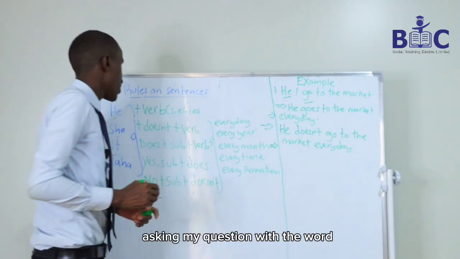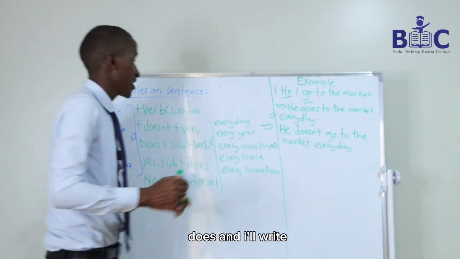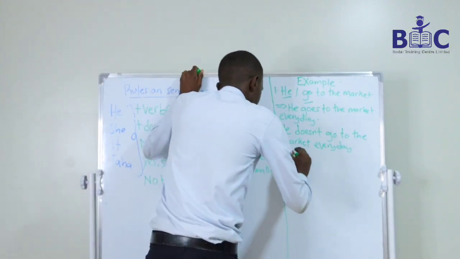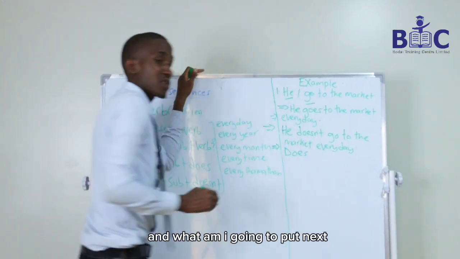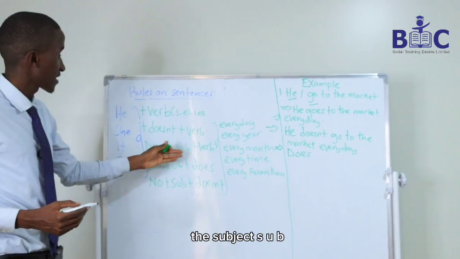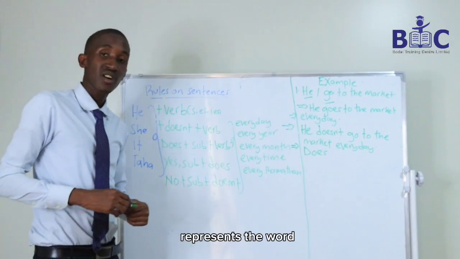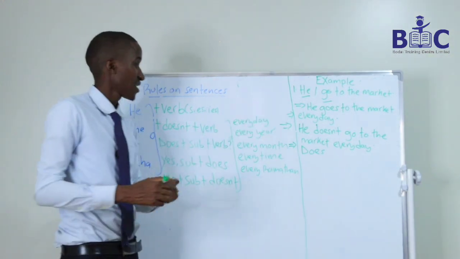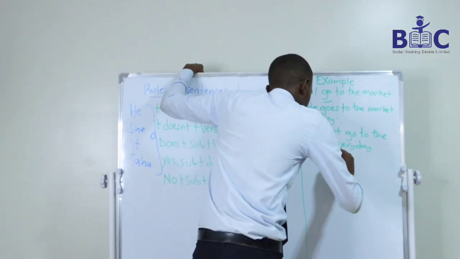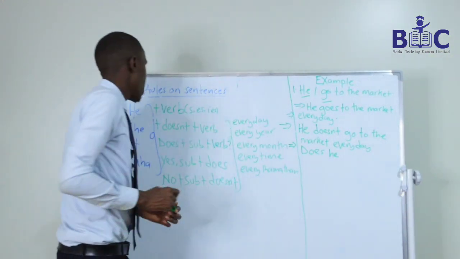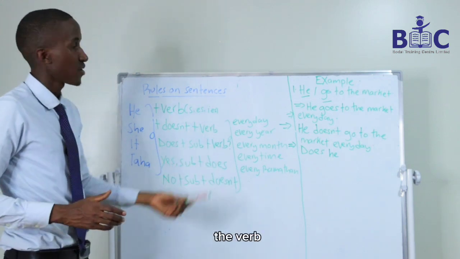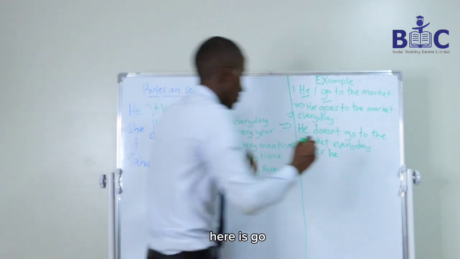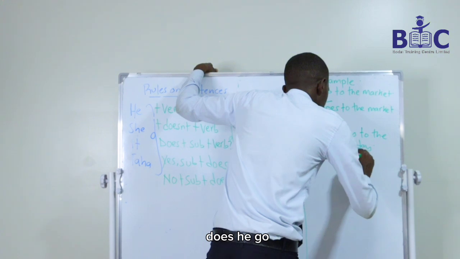I'm going to start asking my question with the word does. And I'll write does here. And what am I going to put next? The subject. SUB represents the word subject. The one I wrote there. My subject here is he. And I put he here. Then after he, what am I going to put? The verb. Our verb here is go. And I say, does he go?